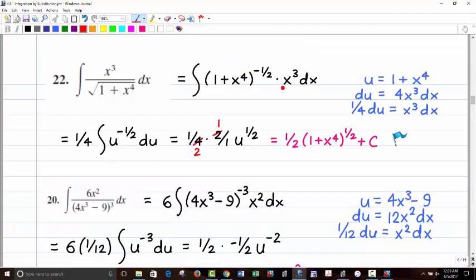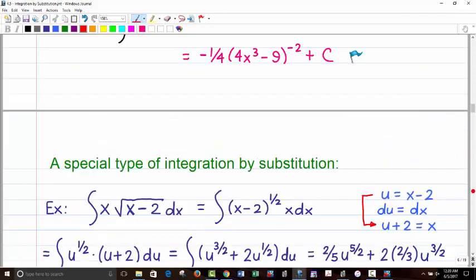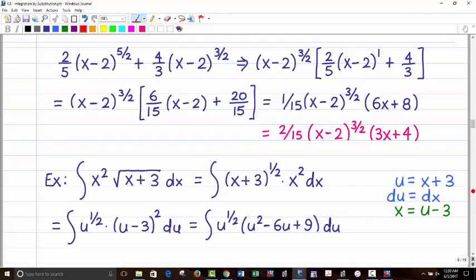Not the special, any of these. See, like these two real quick. You see, u didn't contain the exponent, but then we raised u to that power. So that's what I'm talking about. The u did not have the overall exponent.